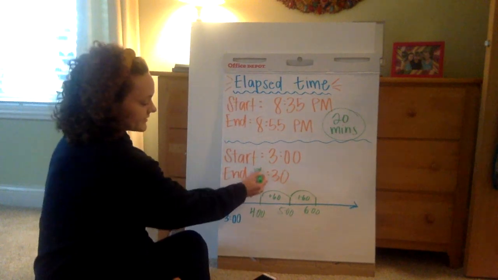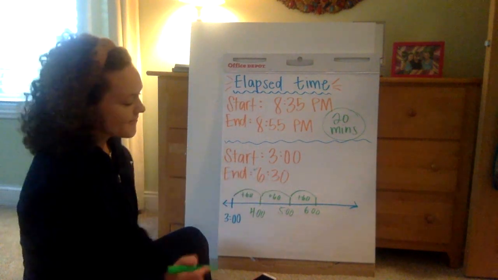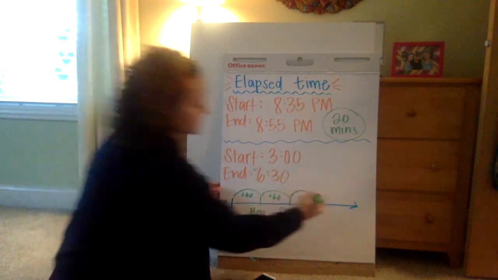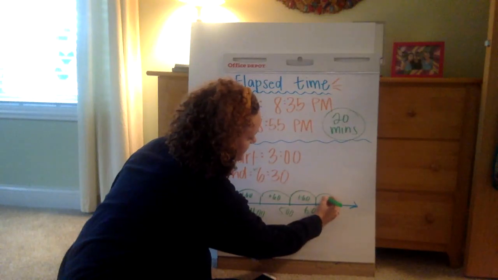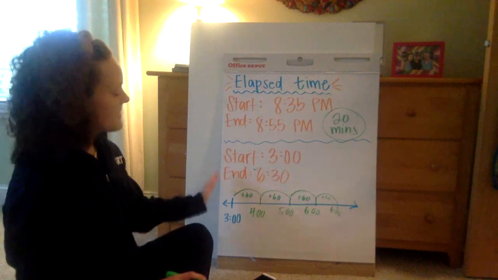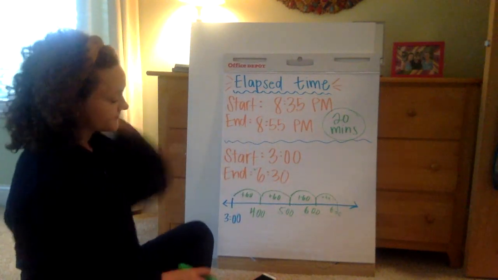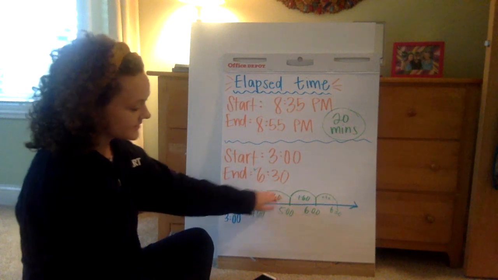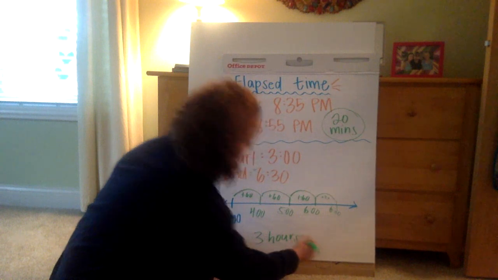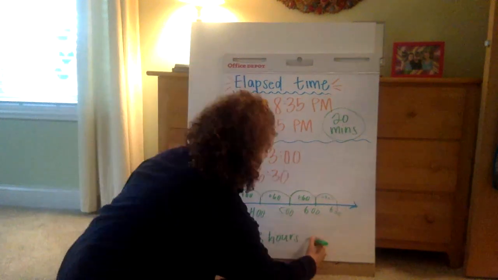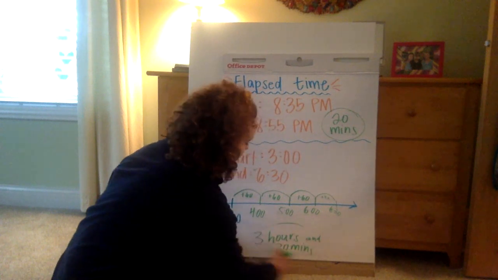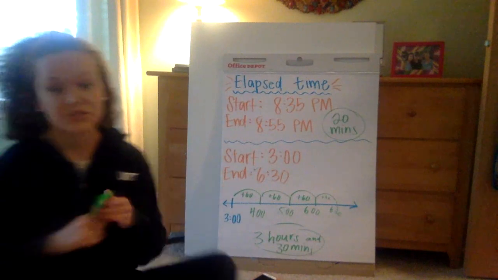Okay, so I got my 6. I'm trying to get to 30 minutes here. So, what would be the easiest way to do it? Let's just jump 30 minutes. And that brings me right to 6:30 on the dot. So let's figure out how much time passed between 3 and 6:30. Well, I have 1 hour, 2 hours, 3 hours, and how many minutes? And 30 minutes. Good. So that's the elapsed time between 3 o'clock and 6:30.